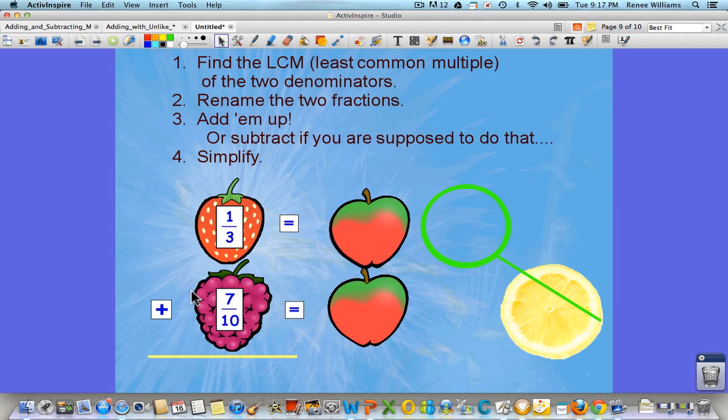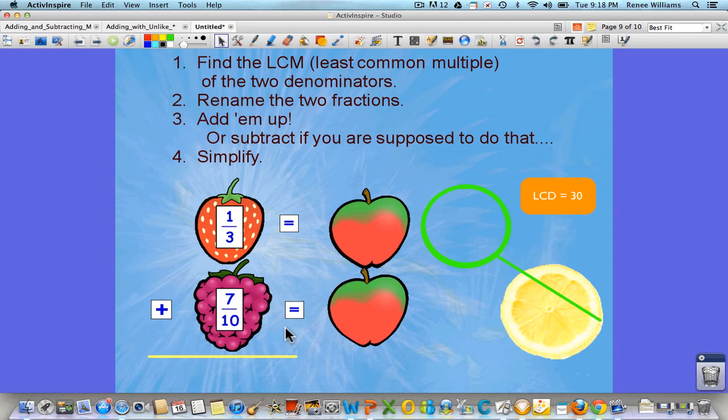We have 1/3 plus 7/10, and we need to find the least common multiple. So let's think about this. We're going to skip count our 3s, 3, 6, 9, 12, 15, 18, 21, 24, 27, 30. Wow, finally to get somewhere that has a 0. So 10, 20, 30, that is going to be our least common multiple.